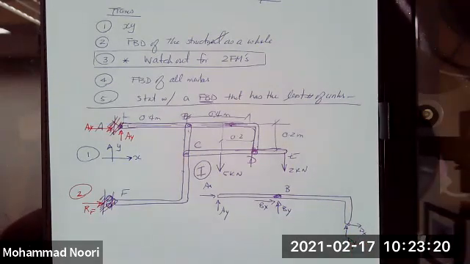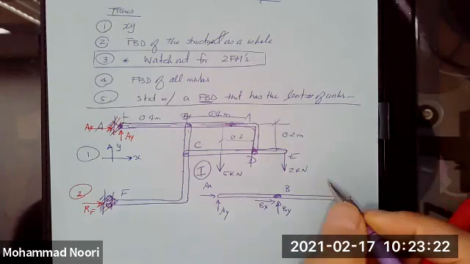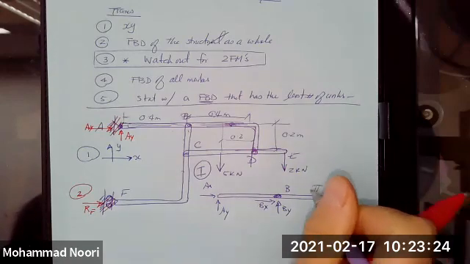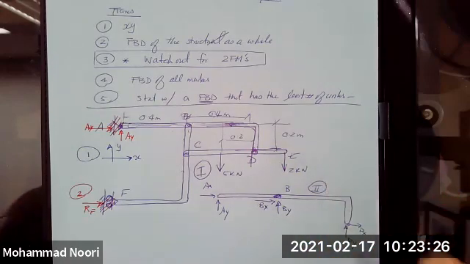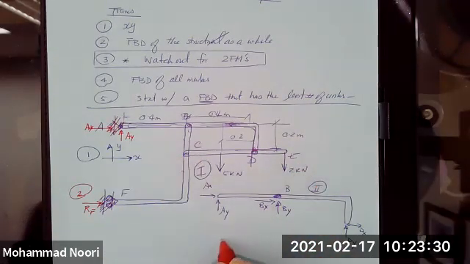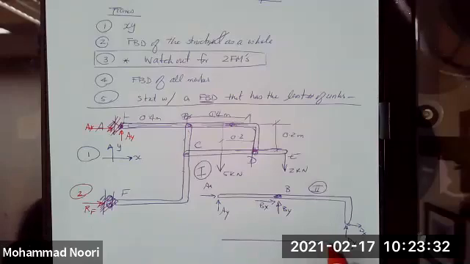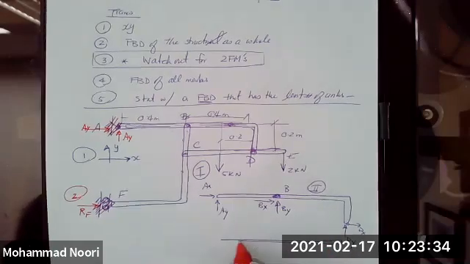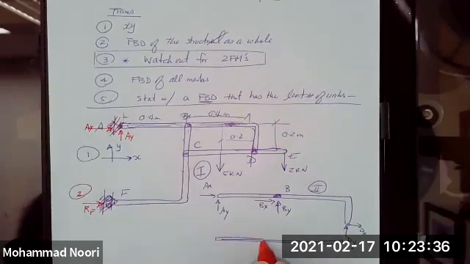So this is the next free body diagram. Let me call this free body diagram number 2. Okay. How about this guy? Let's draw that one. Okay. This is that free body diagram.